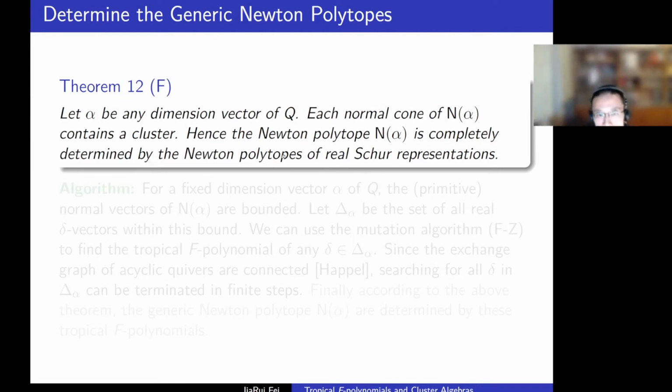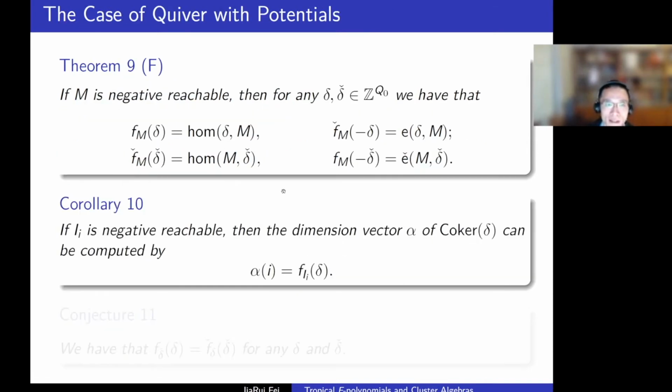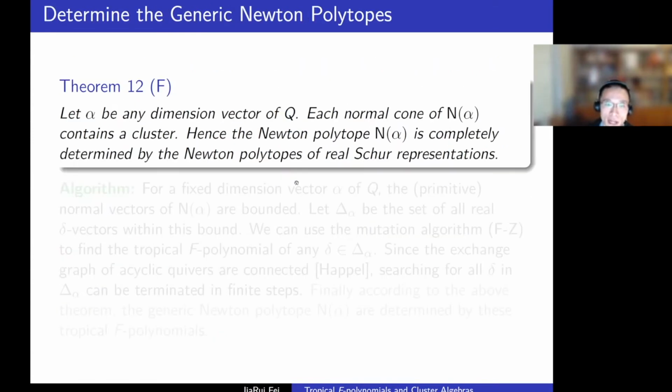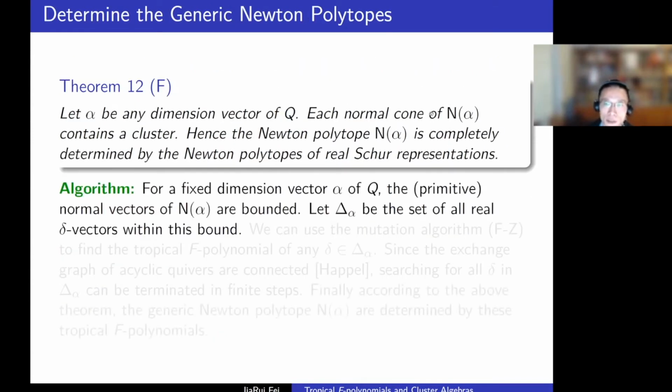Well, I cannot prove this one in general, but this turned out to be true for quivers without any cycle. So put zero potential. That shows that each normal cone of any generic Newton polytope will contain a cluster. And then I can use the method here and the theorem here to have an algorithm to explicitly compute the Newton polytope. Well, because of time, I'm not going to give you the detail of the algorithm. Maybe we can come back to the algorithm later.